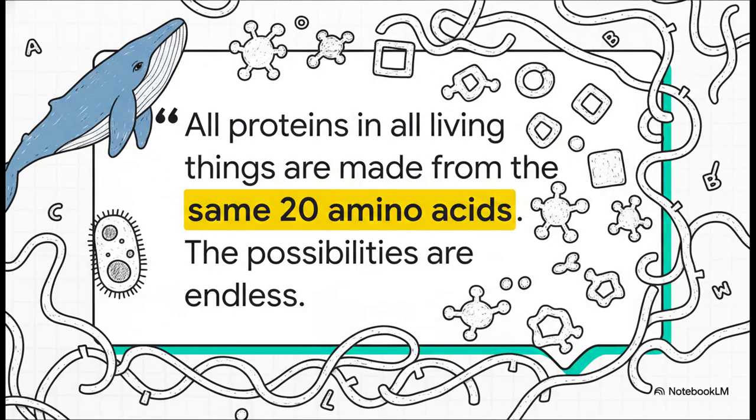And here is the part that just blows my mind every time. All of the unbelievable, breathtaking diversity of life on this planet, from a tiny bacterium to a gigantic blue whale, all of it is built using proteins made from the exact same set of just 20 amino acids. It's like nature was handed an alphabet with only 20 letters, and from that, it wrote the epic novels of every living thing. The possibilities are just endless.